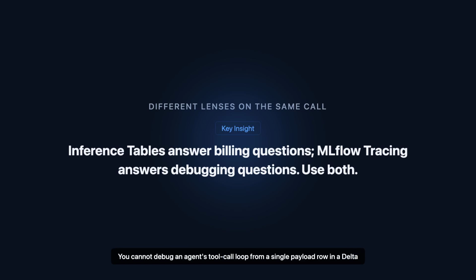You cannot debug an agent's tool call loop from a single payload row in a delta table. The row tells you what came in and what came out, but not which tool fired in what order. And you cannot bill a tenant from a span tree. The spans are great for debugging, but they're not the durable, joinable substrate billing needs. The right design uses both, for different jobs.